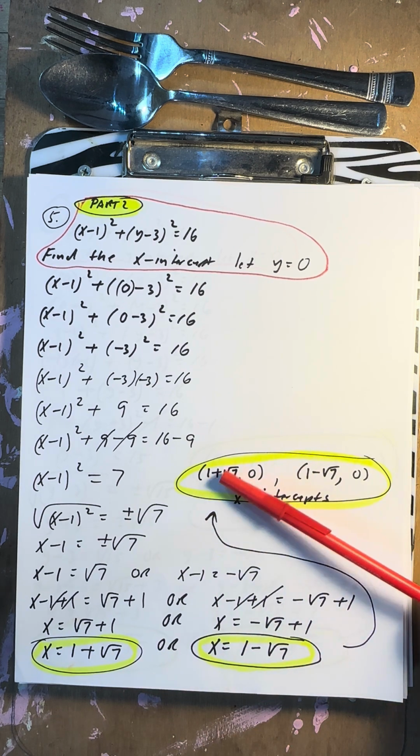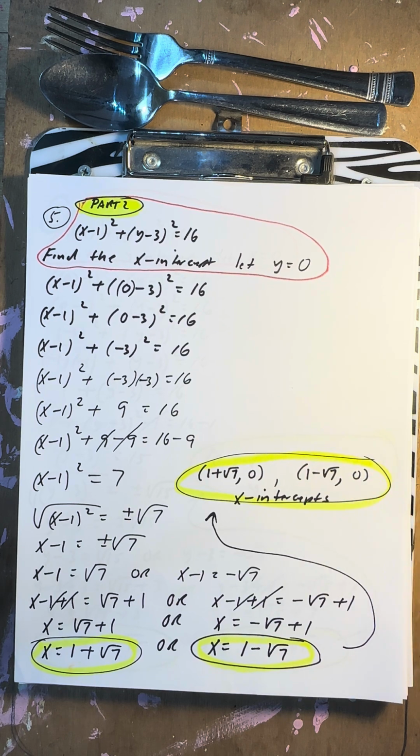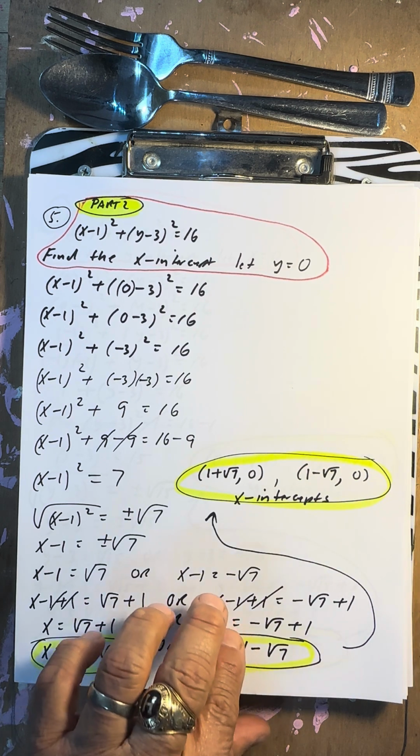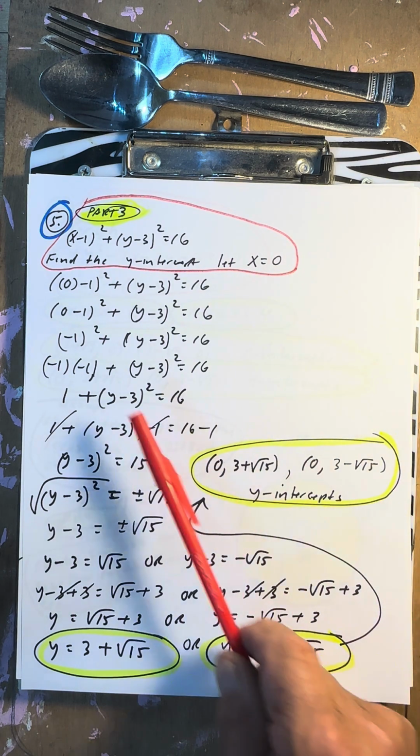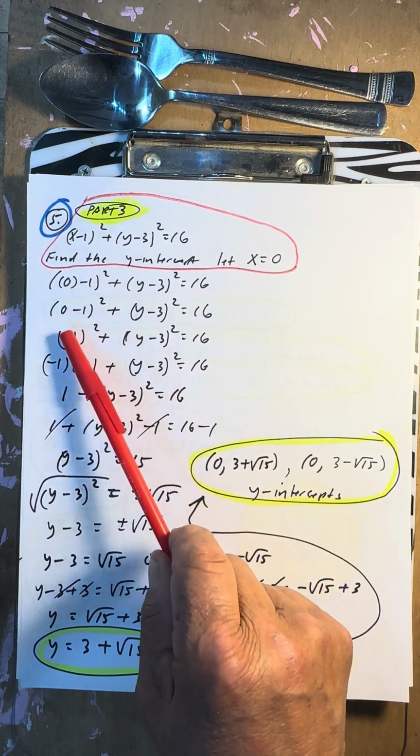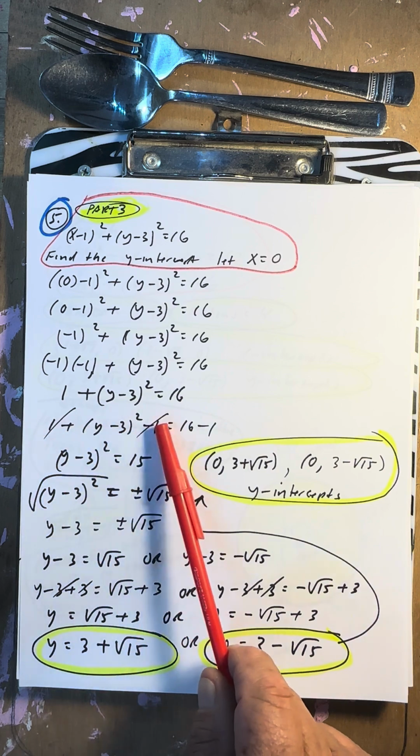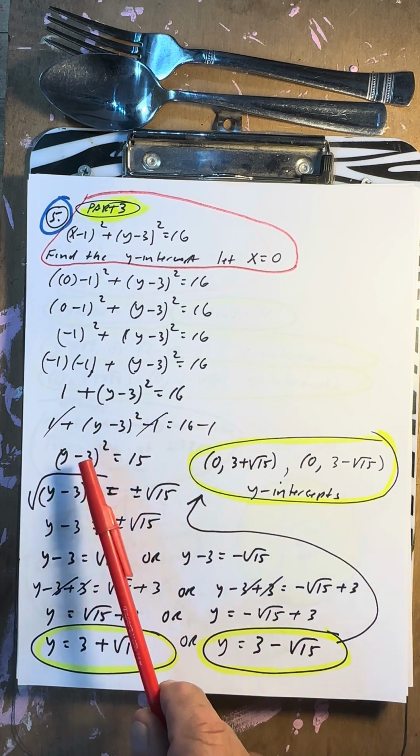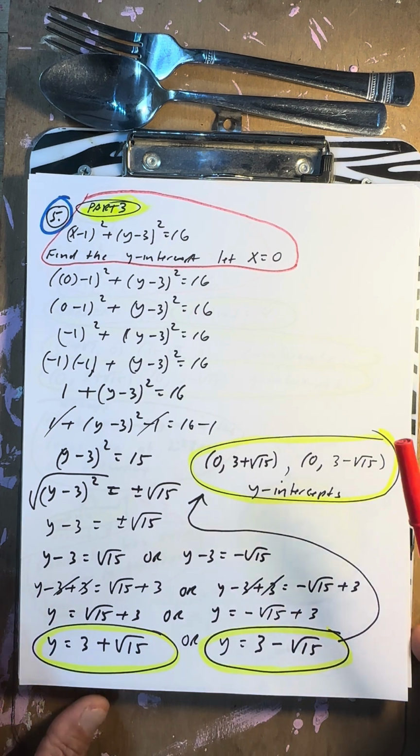So this is going to be 1 plus square root of 7, 0. And 1 minus square root of 7, 0. These are the x-intercepts. So let's find the y-intercepts. All right, so to find the y-intercept, let x equal 0. There's an x, put a 0. 0 minus 1, negative 1. Negative 1 times negative 1 is 1. So now we have this. Now subtract 1 from both sides. So we have y minus 3 squared is 15. Now what? Take the square root of both sides again.